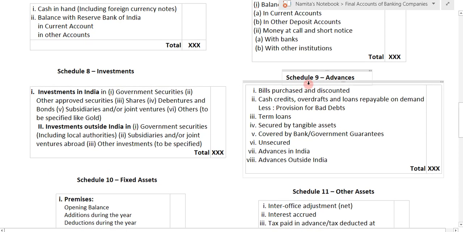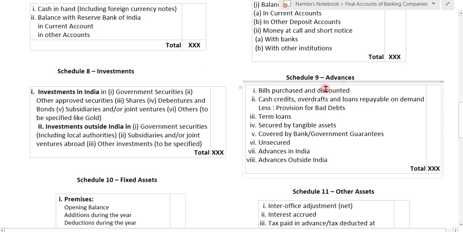Next is schedule number 9, advances. Advances means the money which the bank has given to the customer in the form of loan. So this is an asset for the bank. Loans are an asset for the bank. Why? Because when they give the money to the customer, the customer is going to return that money to the bank in the form of EMI. So the money is coming in. That is the asset for the bank.